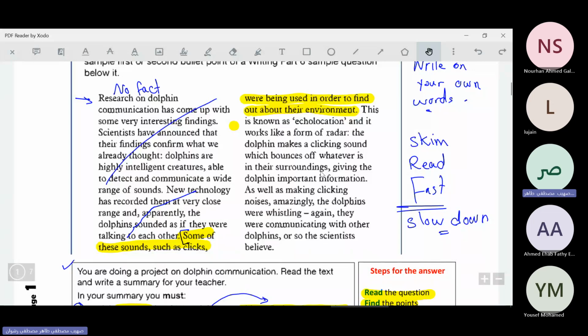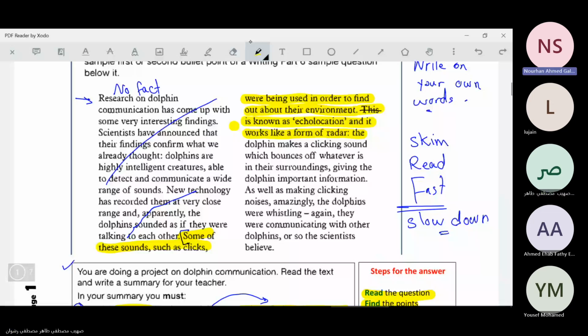This is the part you need to write in your summary. Keep reading. He completed explaining the idea by saying this: and this is known as echolocation. And it works like a form of radar. The dolphin makes a clicking sound, which bounces off whatever is in their surrounding, giving the dolphin important information.